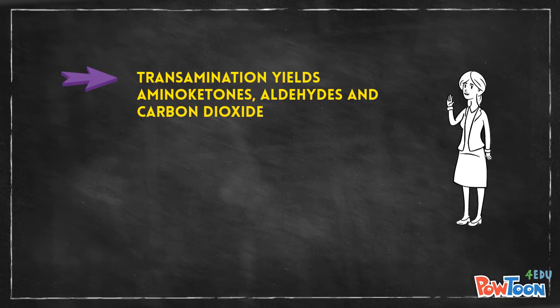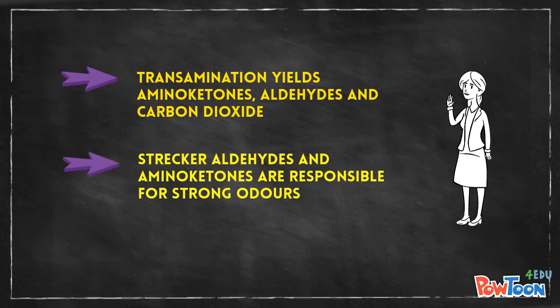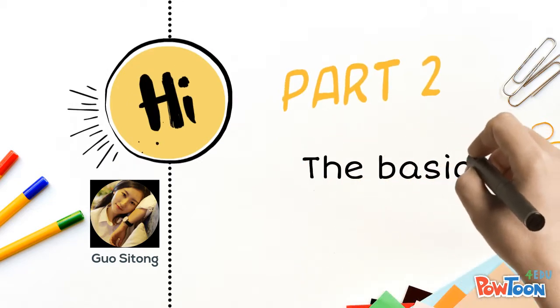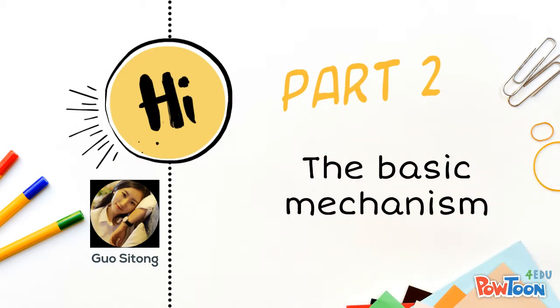The Strecker aldehyde and aminoketones formed are responsible for strong odors. Let us have a detailed look at the mechanism. Okay, now let's get into part 2, the basic mechanism of Strecker degradation.